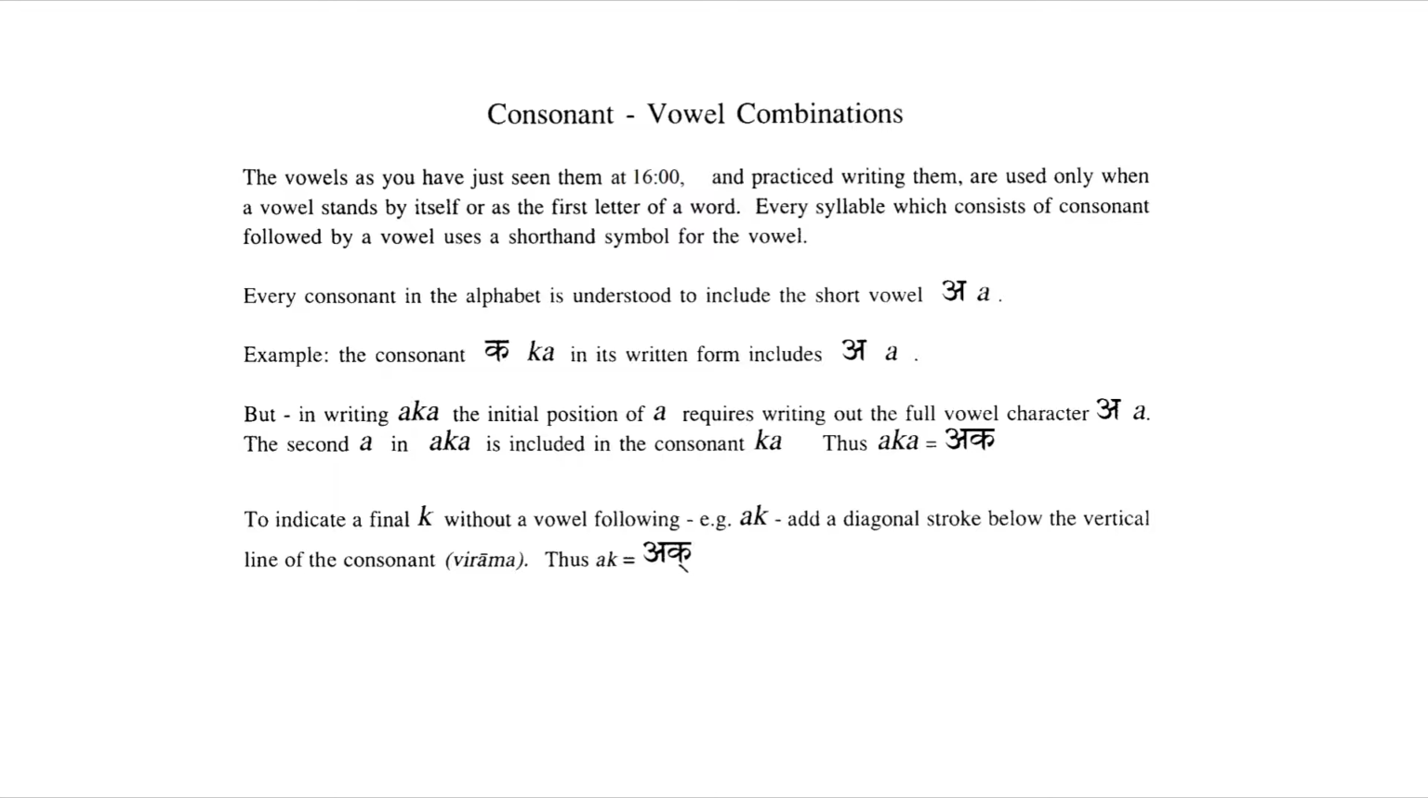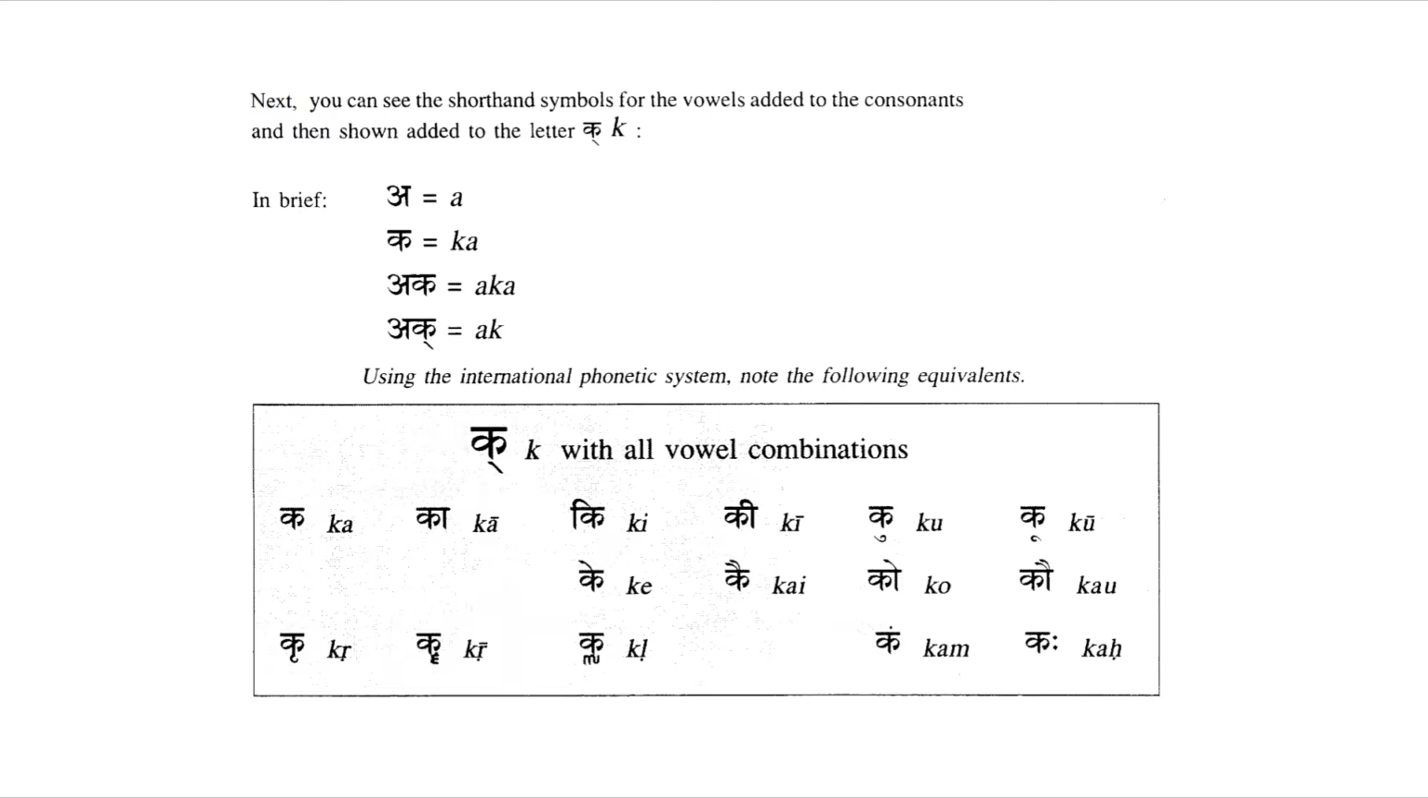To indicate a final k without a vowel following, example, ak, add a diagonal stroke below the vertical line of the consonant, the virama, thus ak. You can see the shorthand symbols for the vowels added to the consonants and then shown added to the letter k. In brief, a equals a, k equals k, aka equals aka, ak equals ak.